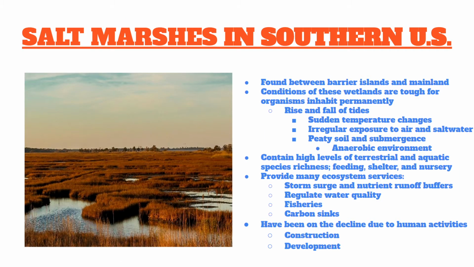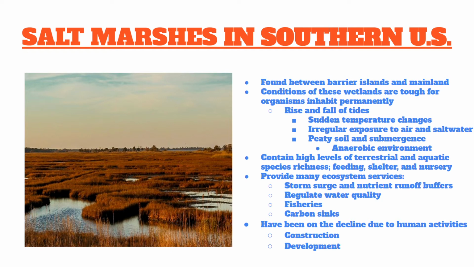This is a specific example that we're going to talk about today in this video, salt marshes in southern United States, where trophic cascades are currently occurring. The salt marshes in southern United States are mostly found on the coast of the United States in the south, but they're also found between barrier islands and the mainland.